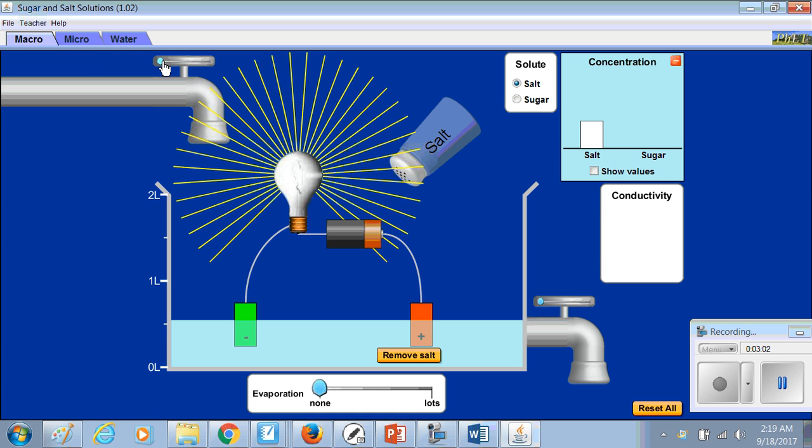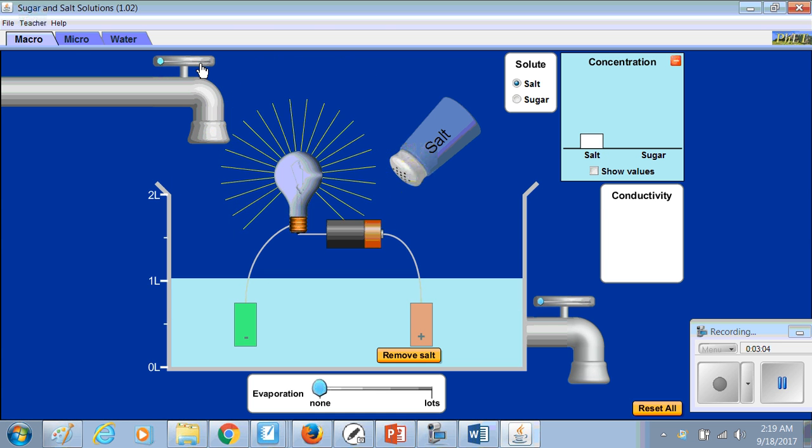If I add water back, it's still conducting electricity, but now my solution is more dilute because I don't have as many ions dissolved per volume of water. The number of ions is staying the same, but the amount of water is increasing. So I'm less concentrated, or more dilute. That's a macroscopic representation of the formation of a solution and how that affects the properties of water.